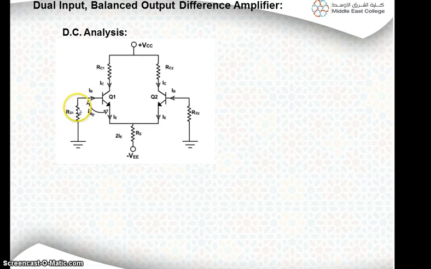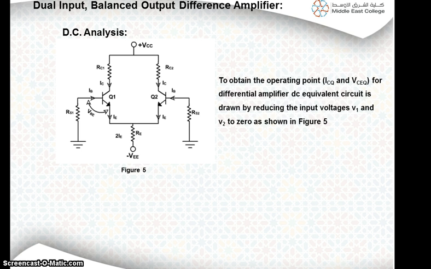So the two AC signals V1 and V2 are equal to 0. Only the DC signals, plus VCC and minus VEE, we will be considering here. With the DC analysis here, we need to calculate the value of IE as well as IC.